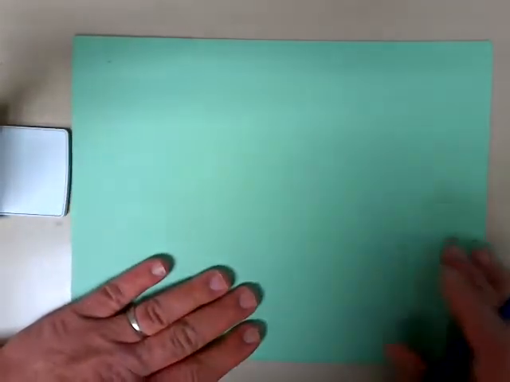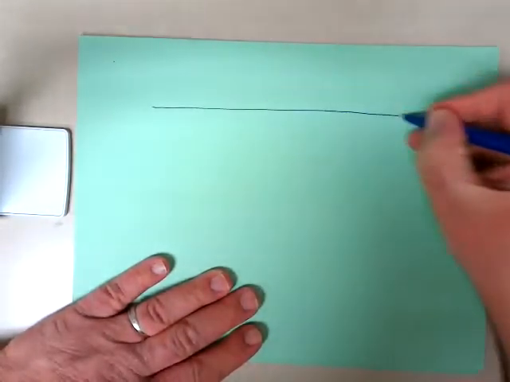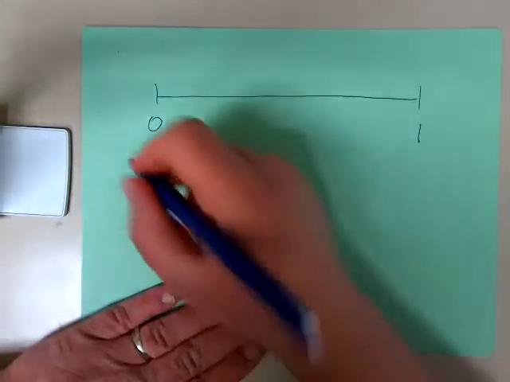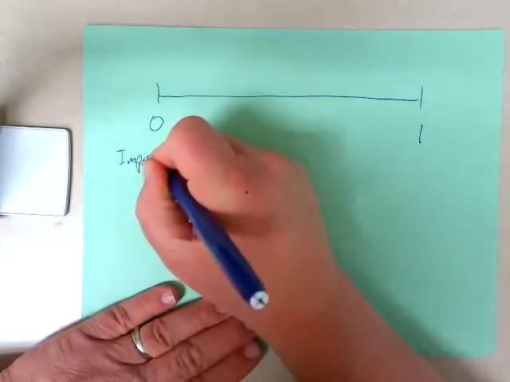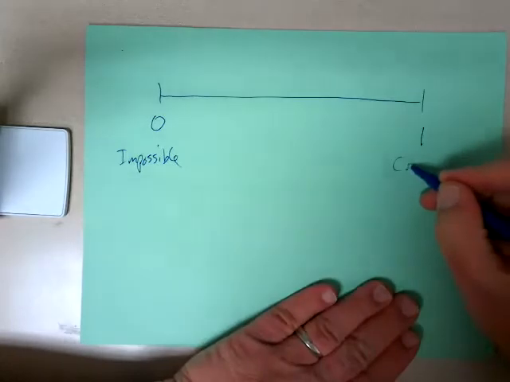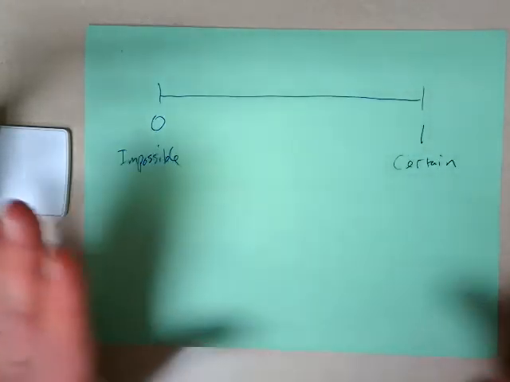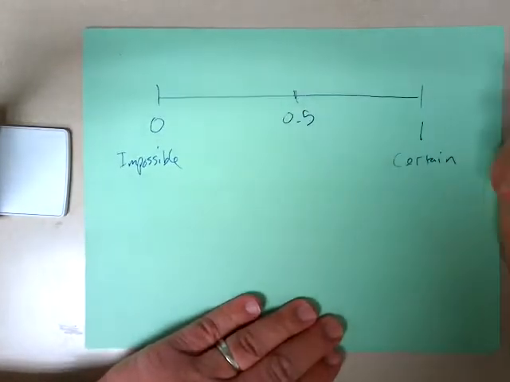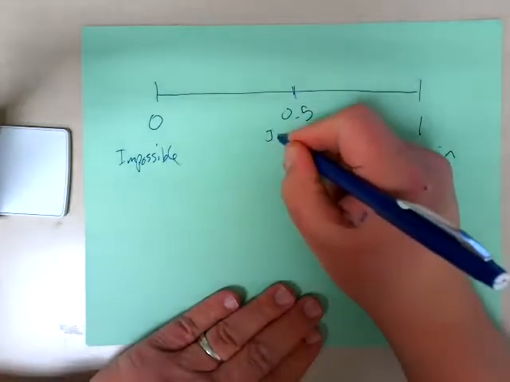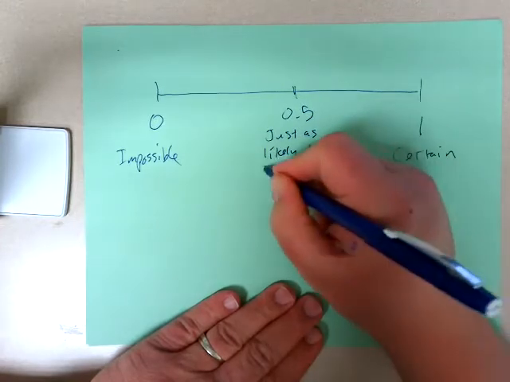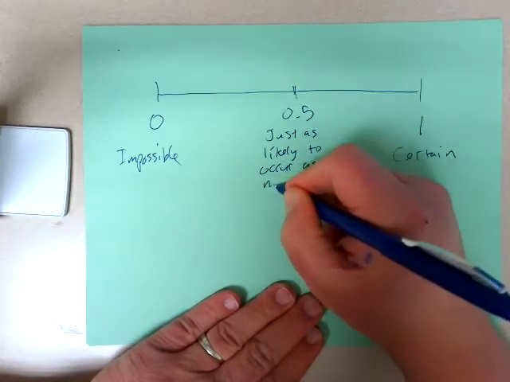And so you can think of a probability as being on a scale of 0 to 1. Okay, and this is where 0 is impossible. So if something has a probability of 0, it means it cannot occur. And 1 is certain. So this means it must occur. And then halfway between that would be like 0.5. And this would be just as likely to occur as not occur.